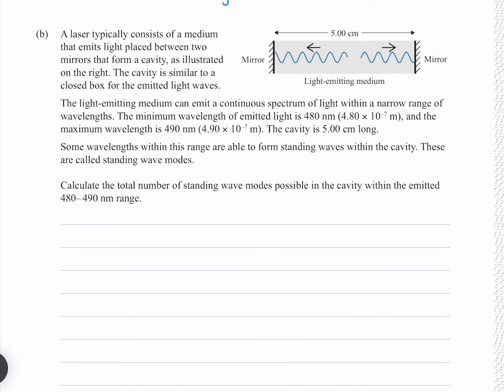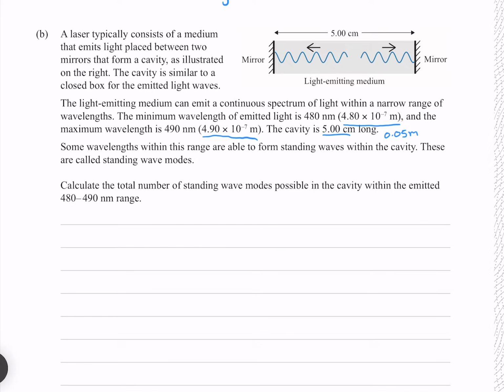A laser typically consists of a medium that emits light placed between two mirrors that form a cavity, as illustrated on the right. The cavity is similar to a closed box for the emitted light waves. The light-emitting medium can emit a continuous spectrum of light within a narrow range of wavelengths. The minimum wavelength of emitted light is 480 nanometers, or 4.80 times 10 to the minus 7 meters, and the maximum wavelength is 490 nanometers, or 4.90 times 10 to the minus 7 meters. The cavity is 5 centimeters long, or 0.05 meters.